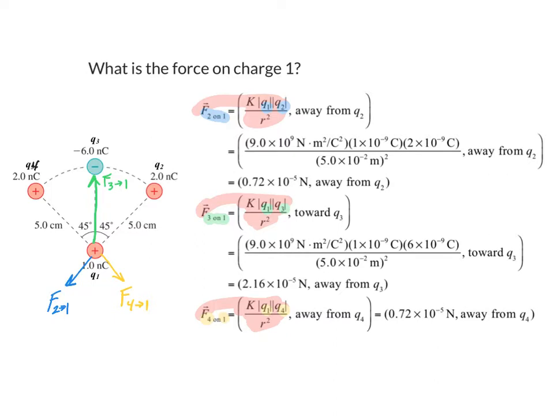All right. And so we're going to deal with the magnitudes first, and then we'll get to the signs after that. So the unsurprising value for Coulomb's constant, and then just the charge magnitudes. Force 2 on 1 ends up being 0.72. 3 on 1 is 2.16 times 10 to the negative fifth magnitude. And 4 on 1, after you plug and chug, you get this 0.72 magnitude.